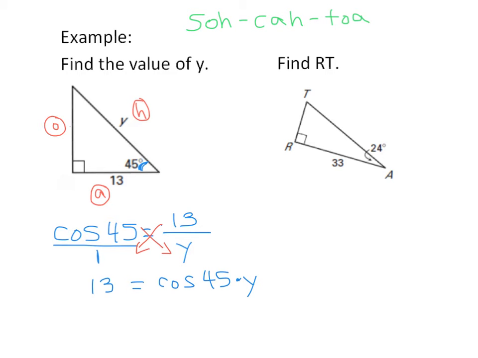To solve for y, notice that cosine of 45, which by the way is just a number, is being multiplied by y. So in order to get y alone, we need to divide by that value. So I'm going to divide by the cosine of 45 on this side of the fraction so that they cancel out, which means I need to divide this side of the fraction by cosine of 45 as well. So we get y equals 18.385.